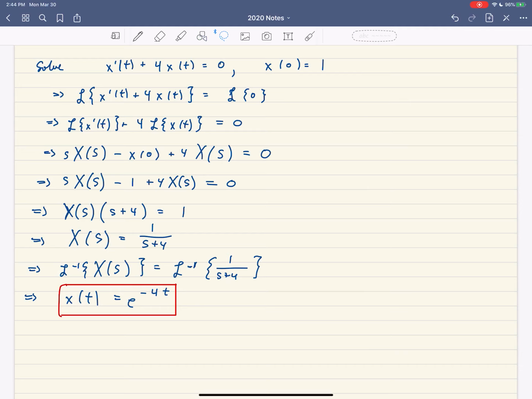And again, that's the one and only one function that has both of these properties. So where x prime plus 4x is 0, that makes good sense because x prime is negative 4 times x. So when you add that to 4x, you get 0. And when t is 0, x is 1. And that makes sense as well, right? X of 0 is 1. So this is the one and only one function with these properties.